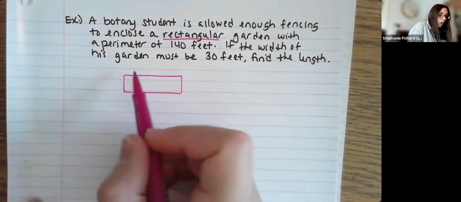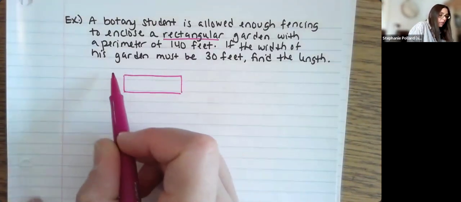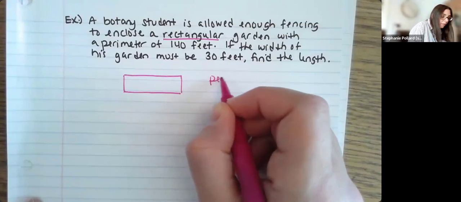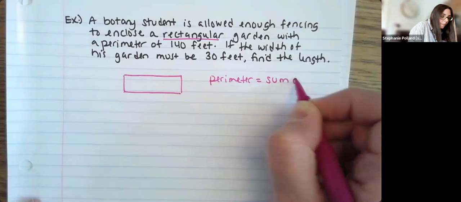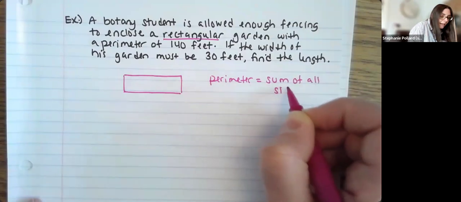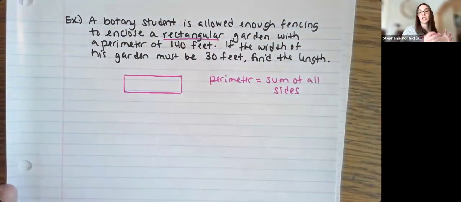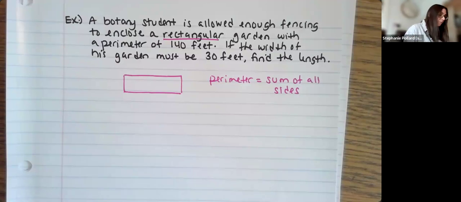So remember, perimeter is all the way around the edges. So your perimeter for any shape is always the sum of all the sides. So we're adding up all the sides. It doesn't matter what kind of shape it is, as long as it has sides, right? So not a circle, but anything with sides, like a triangle or a rectangle, pentagon, hexagon, octagon, it doesn't matter. The perimeter is always the sum of all of them. So you go around the outer edge.